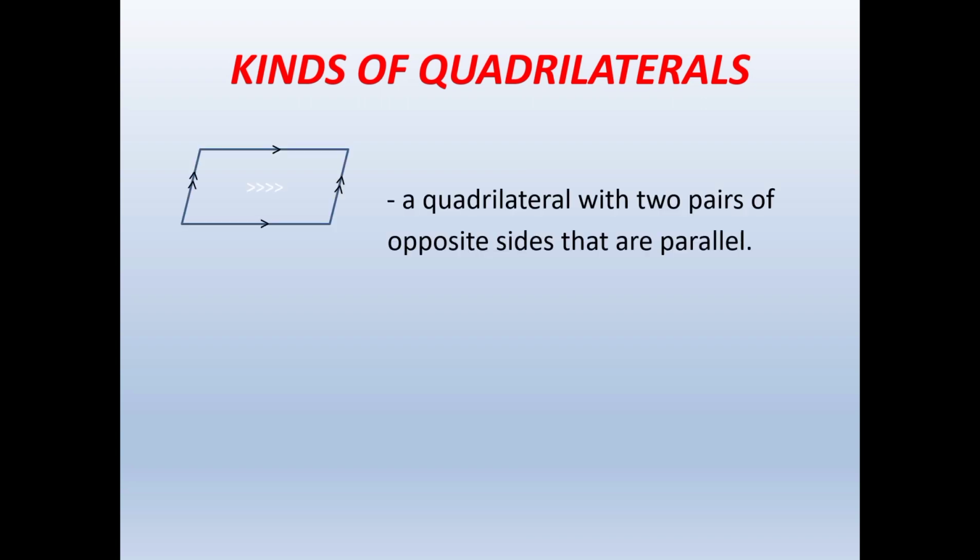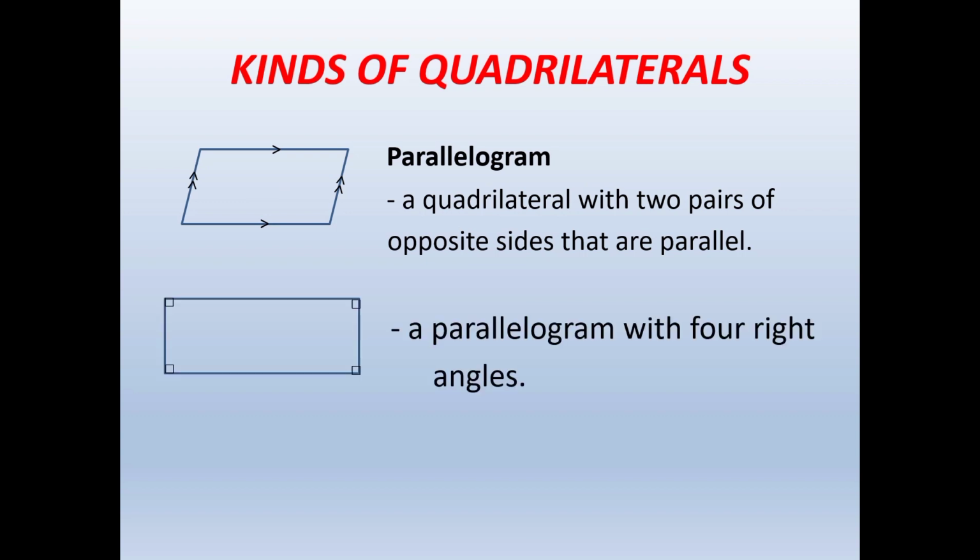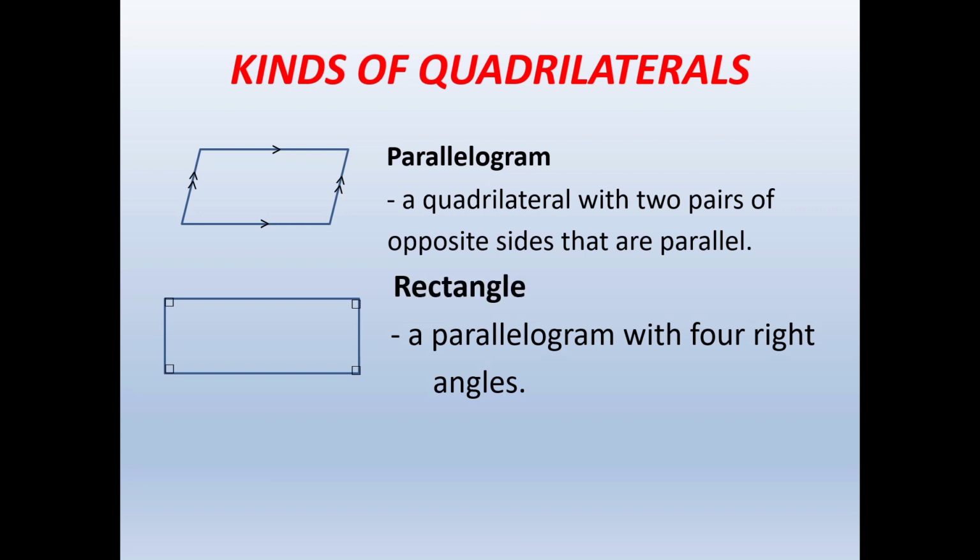Since you already know the parts of a quadrilateral, at this time we are going to describe and define each quadrilateral. In defining each, we will consider the number of sides that are parallel, the number of angles that are congruent, and the number of sides that are congruent as well. Now, can you identify this quadrilateral with two pairs of opposite sides that are parallel? This is what we call a parallelogram. What about a parallelogram with four right angles? I know that you are very familiar with this, and this is what we call a rectangle.